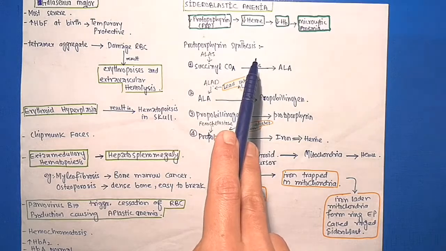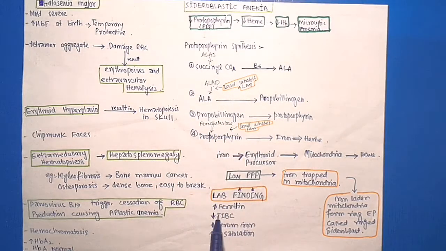So the laboratory findings are increase in ferritin, decrease in TIBC, which is the measure of the transferrin molecule in the blood, and serum iron increases and increase in percentage saturation.